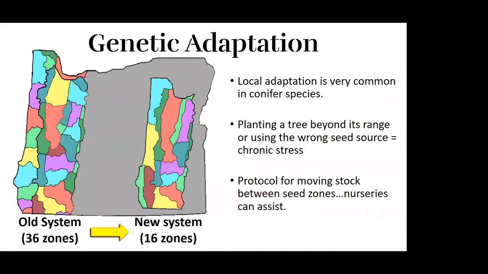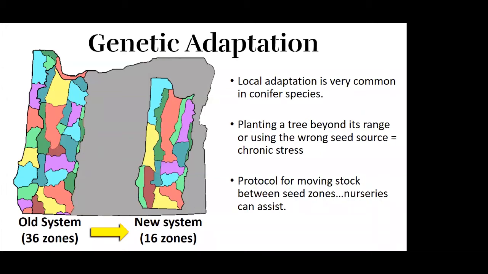This increases their susceptibility to frost damage if they are planted at higher elevations or in frost pockets. It's important to plant seedlings grown from seed collected in an area where environmental conditions closely match those in your area. And it's especially important in areas such as the Cascades or Southwest Oregon, where conditions can dramatically change in a short distance. Here in the old system, you can see there are 36 seed zones in Western Oregon. In the new system, there are 16 seed zones.